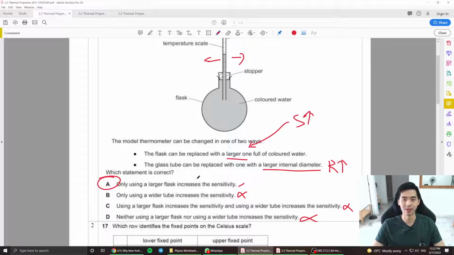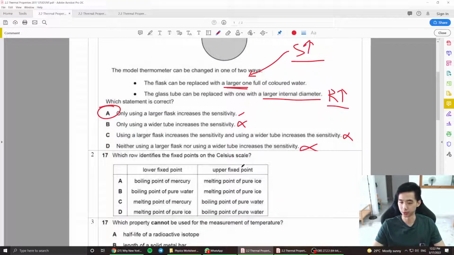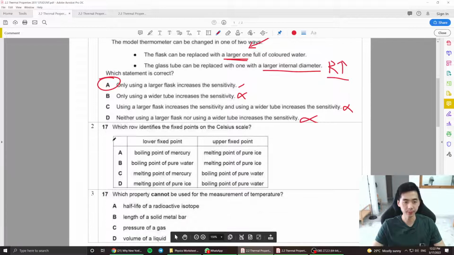So the only logical answer is going to be A, guys. If you use a larger flask, the sensitivity increases, and if you use a larger internal diameter, in other words a larger capillary tube, the range is actually going to increase. So A is definitely going to be the answer here.